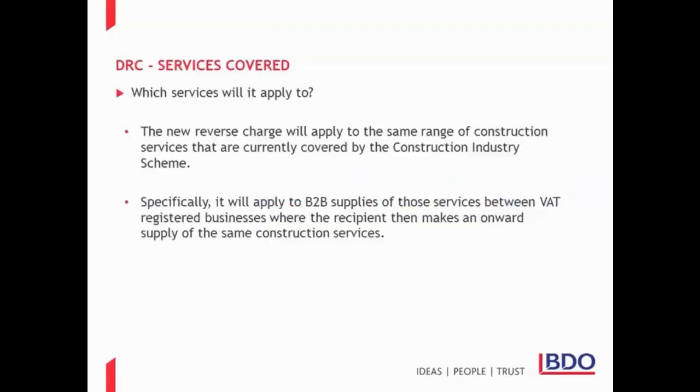The key point to understand is which services the domestic reverse charge will relate to and how an end user is defined. The services covered by this change are broadly those services that fall under the construction industry scheme. HMRC's updated guidance issued on the 7th of June 2019 has clarified that this will include supply and fix works. For example, we now know that a joiner constructing a staircase off-site, then installing it on-site, is making a supply of reverse charge services, even if the charge for installation is only a minor element of the overall charge.